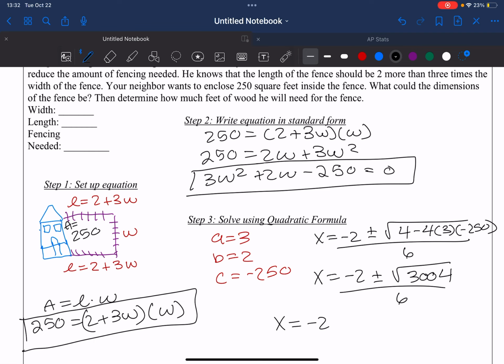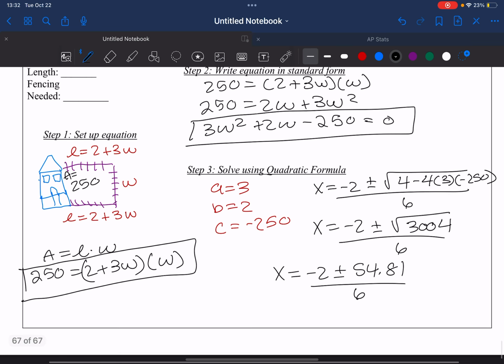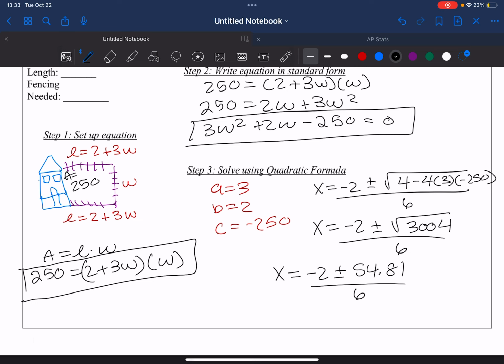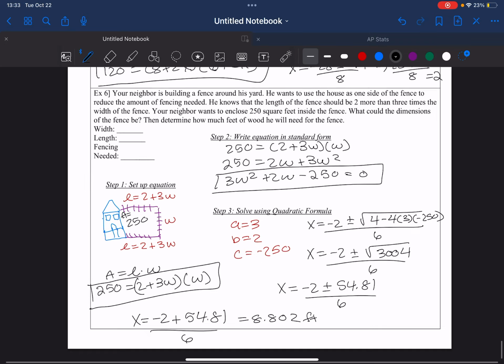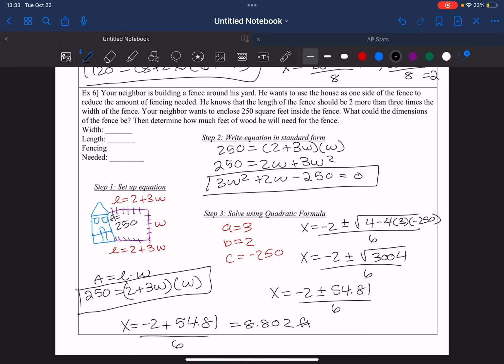So x is equal to negative 2 plus or minus 54.81 over 6. I only want the positive version of this because it's talking about a real-world problem and distance cannot be negative. So I get x is equal to negative 2 plus 54.81 over 6. Negative 2 plus 54.81 divided by 6 gives me 8.802 feet.